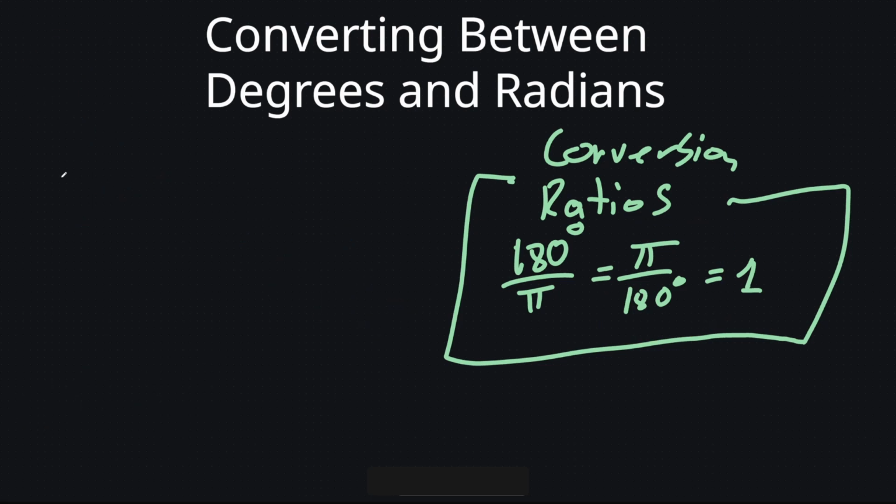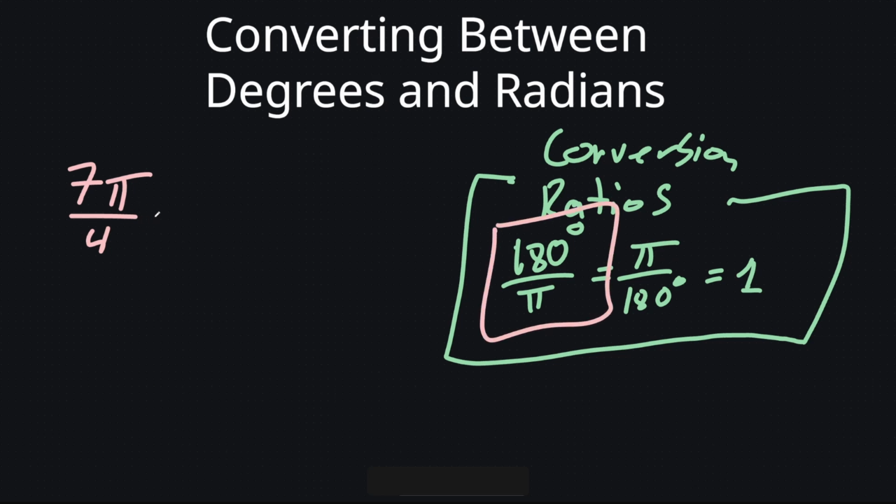Let's try a tough one. Let's say we're given 7 pi over 4, and our goal is to convert this to degrees. I'm going to choose the right ratio. I'm going to try and get rid of the pi, so I'll do 180 over pi. And I'm going to multiply by that ratio just like always. So times 180 over pi. I hope you're seeing the repetition in this. It's always the same. Immediately, I get to cancel my pi's.